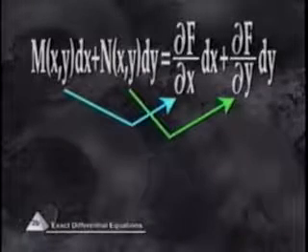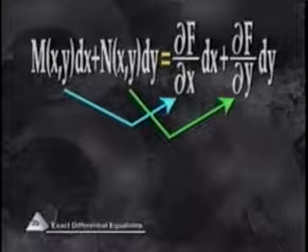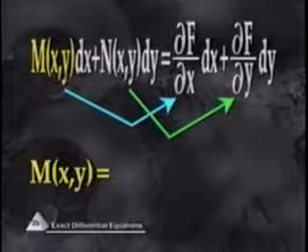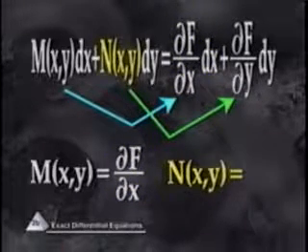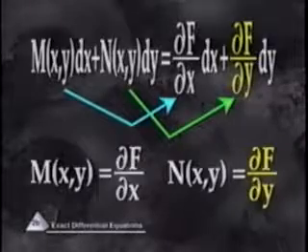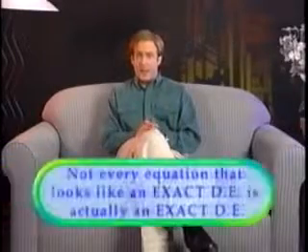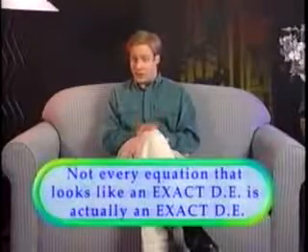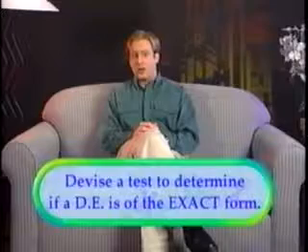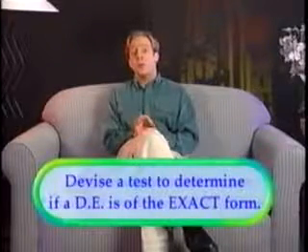Now we're in business. From this equality, we can equate the parts on opposite sides of the equal sign to each other. So, we conclude that M of x y equals the partial derivative of f with respect to x, and N of x y equals the partial derivative of f with respect to y. Why go to all this trouble? Well, here's the point of this whole discussion. Not every equation that looks like an exact differential equation is actually an exact differential equation. So, from the equalities we just found, we can devise a test to determine if a particular differential equation is of the exact form. Once we determine that, then we can go ahead and solve it.